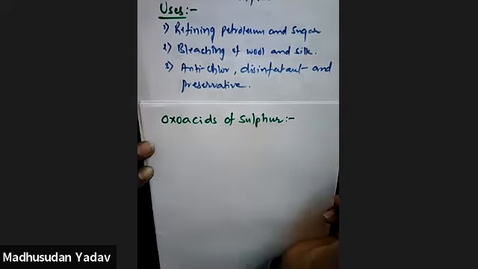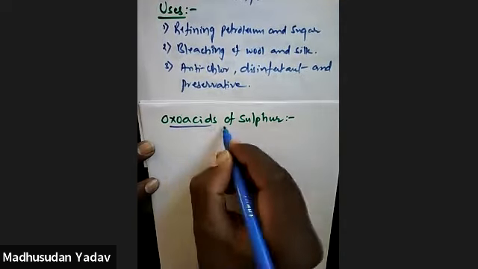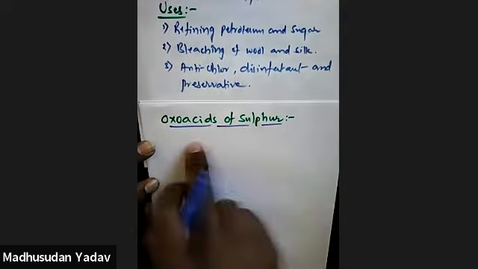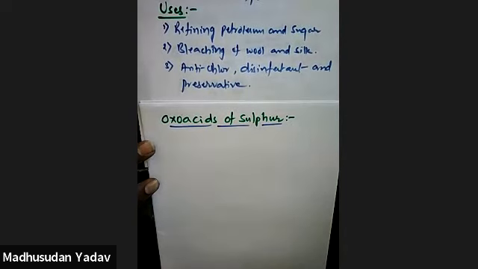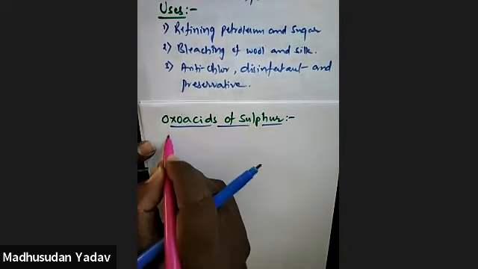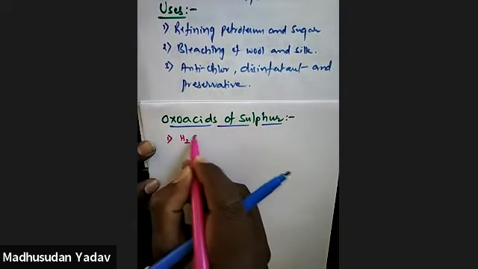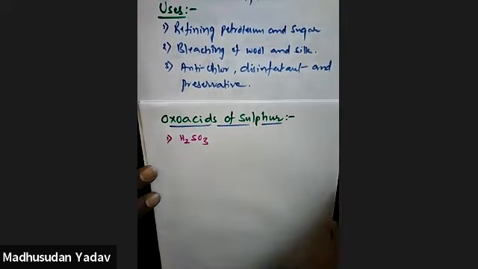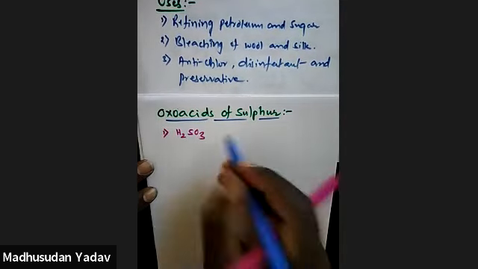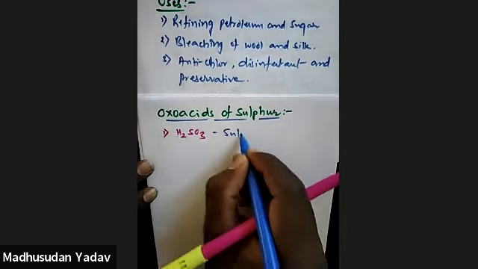Oxo acids of sulfur. That means oxygen in combination with sulfur. Sulfur oxygen combination acids. Okay. The first one is H2SO3. What is the name of this? Sulfurous acid.